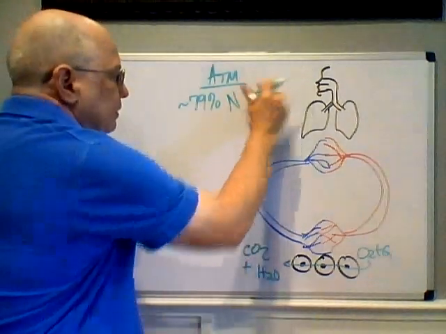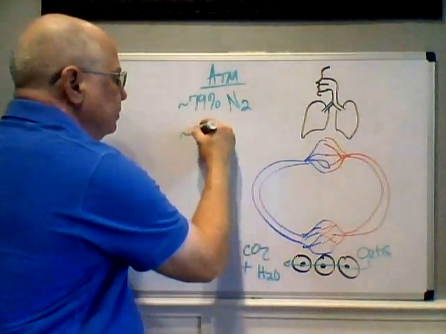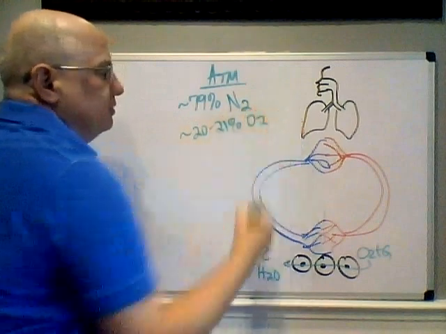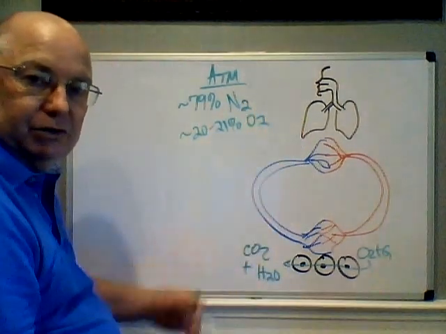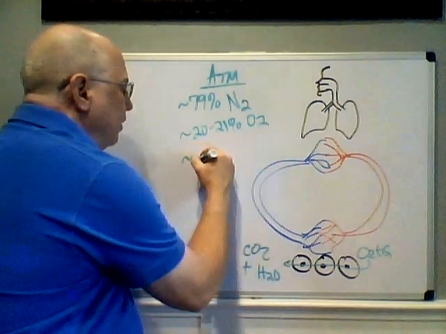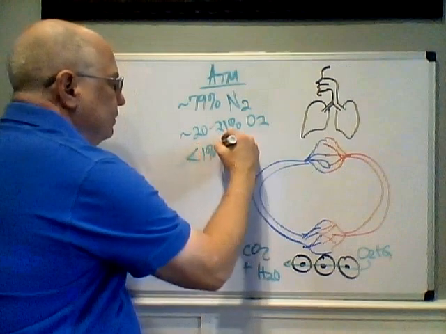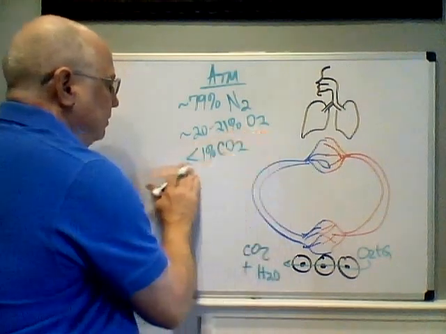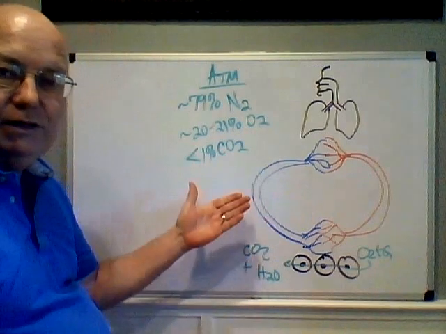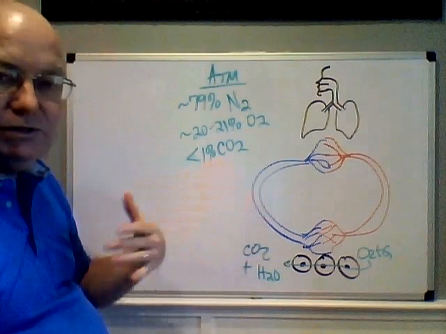So now, the other two major gases in the atmosphere: it's about 20 to 21% oxygen, O2, which we think is the most abundant gas in the atmosphere, but it's not. And then it is less than 1% carbon dioxide. As a matter of fact, there are several other gases in higher abundance that are greenhouse gases in our atmosphere. So it's less than 1% carbon dioxide.